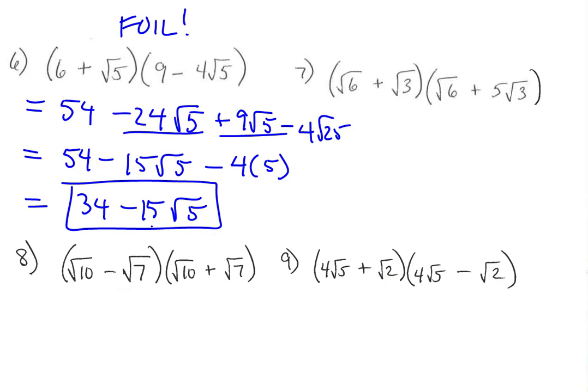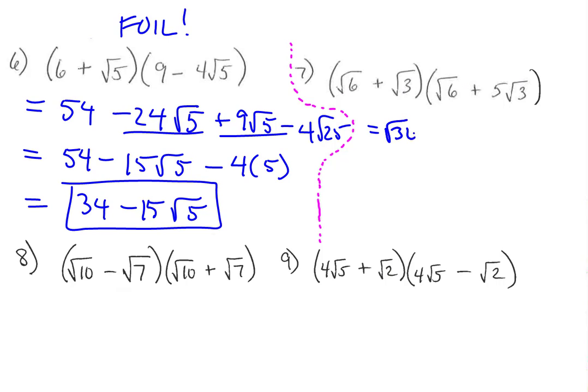Let's go on to a next example. This one begins with a first binomial containing square root of 6 plus square root of 3, and then that's multiplied by a second binomial containing square root of 6 plus 5 square root of 3. Using our same old FOIL process on this one, we'll have, let's see, first times first would be square root of 6 times square root of 6.